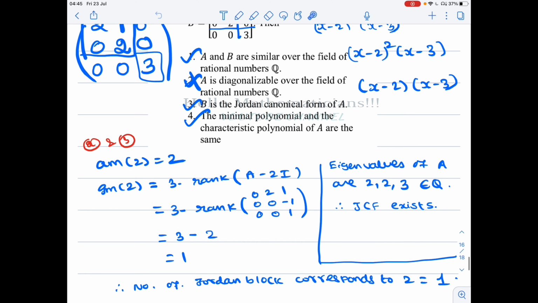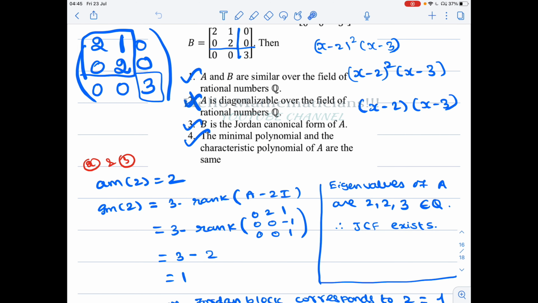Now there are many ways to see this. I'll tell you one way of doing this. The algebraic multiplicity of 2 and the geometric multiplicity of 2 are not matching for the eigenvalue 2. A matrix is diagonalizable over a particular field if its algebraic multiplicity and geometric multiplicity match for every eigenvalue. But for the eigenvalue 2, they are not matching. Therefore, the statement that A is diagonalizable over the field of rational numbers is wrong.